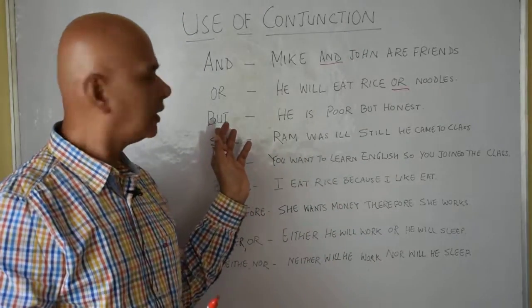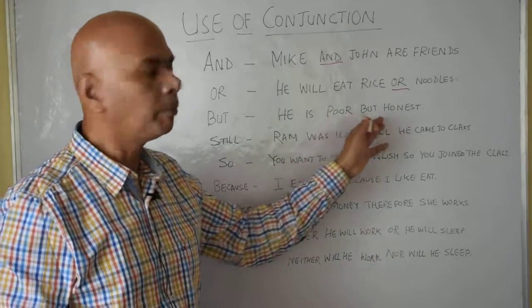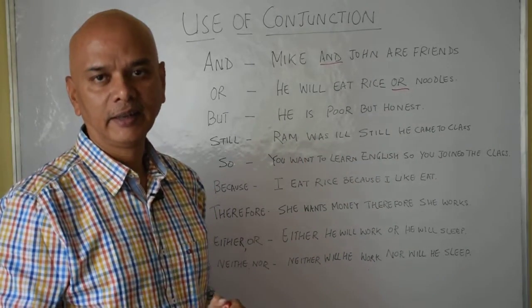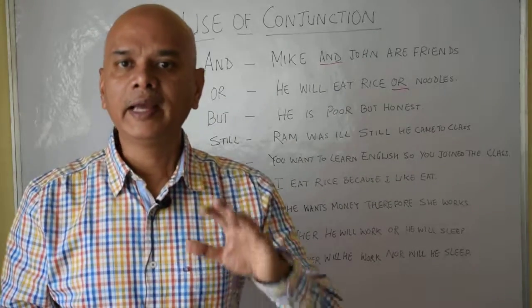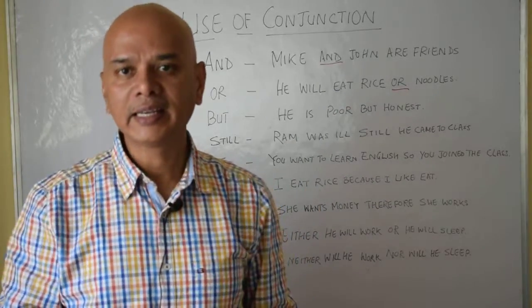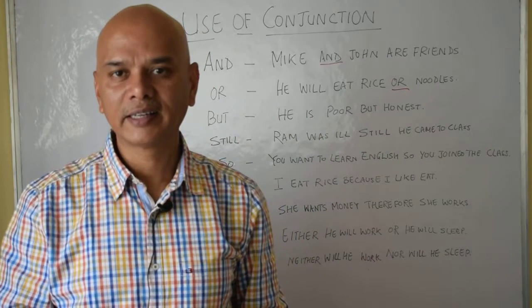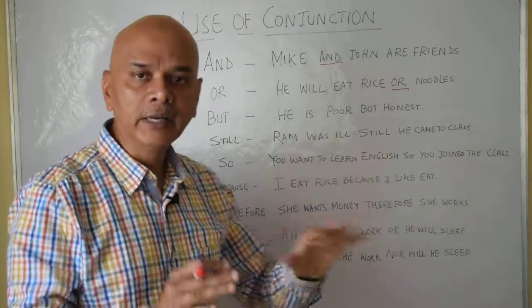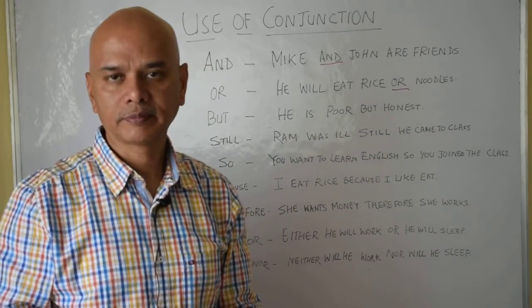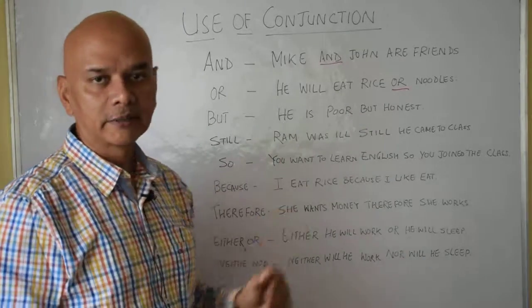But is used when there is a reason for explanation. He is poor but honest. He is intelligent but lazy. He is rich but miser. So we will use but in contradictory situations, just the opposite meaning. Then we use but.